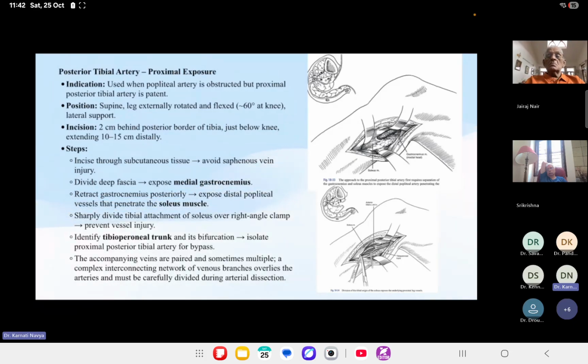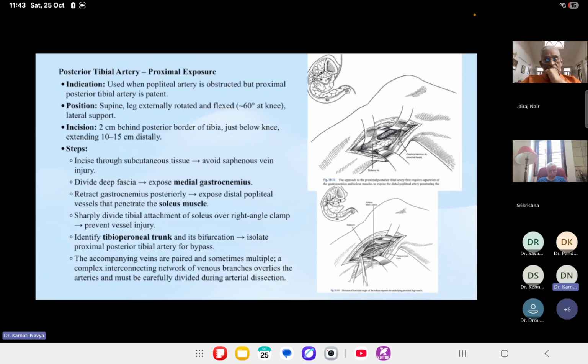Then divide the deep fascia to expose the medial gastrocnemius muscle. Once the gastrocnemius muscle is visible, retract it posteriorly to expose the distal popliteal vessels that penetrate the soleus muscle. Here you can see in the upper picture, the gastrocnemius muscle is divided and medially retracted to expose the tibial arteries, which are piercing the soleus muscle. Then sharply divide the tibial attachment of the soleus muscle over a right angle clamp to prevent vessel injury.